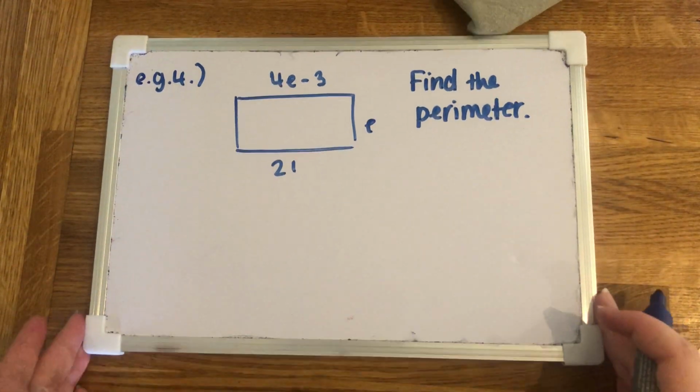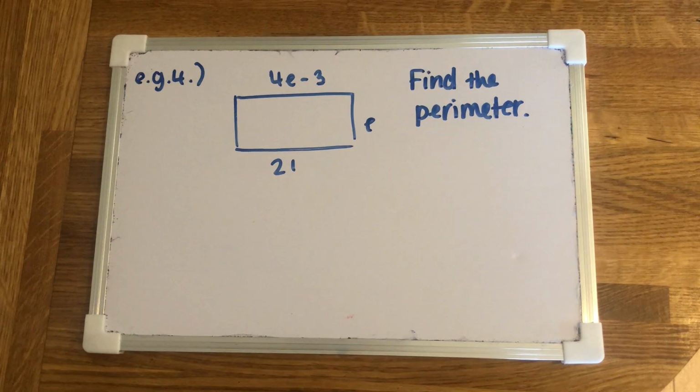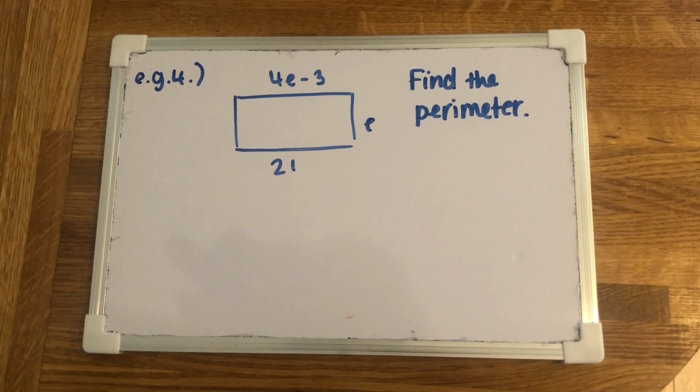Okay, so for this one we need to find the perimeter. Now it doesn't mean in terms of e, otherwise it would say find the perimeter in terms of e. What it's actually wanting us to do is work out what e is, then we can try and work out what the perimeter is from that. Now, a lot of people don't notice the thing you need to start off with, and that's the biggest problem.